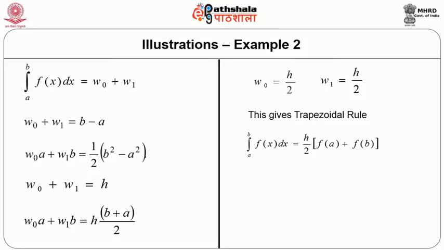So, at x0 the function is a, at x1 the function is b. So, we get w0 a plus w1 b is half b square minus a square. Our h is b minus a. So, w0 plus w1 is equal to h, a w0 plus b w1 is h into (b plus a) by 2, and solving it, just substituting w1 as h minus w0 and using this substitution in the second equation, solving we get w0 is h by 2 and w1 is h by 2, and trapezoidal rule is the integral a to b f(x) dx is h by 2 into f(a) plus f(b).